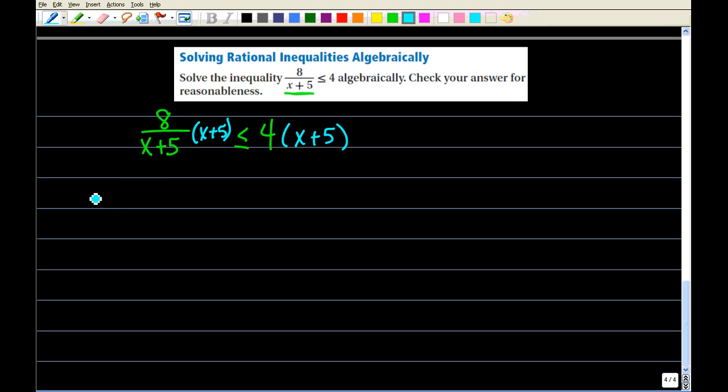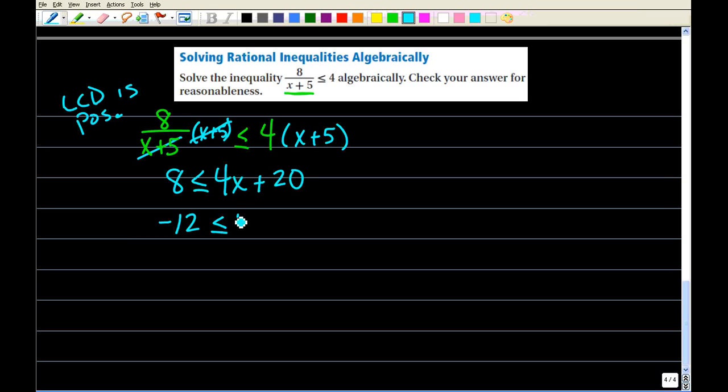And remember, when we divide or multiply by a negative number, we switch the sign. But we've decided here that this least common denominator for this case is positive, so we don't have to worry about switching the sign. These just cancel out, and so we'll have 8 is less than or equal to 4x plus 20. If I subtract 20 from both sides, I'll get negative 12 is less than or equal to 4x. And then divide by 4, I'll get negative 3 is less than or equal to x.